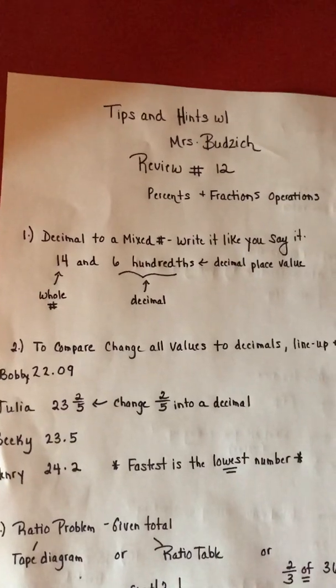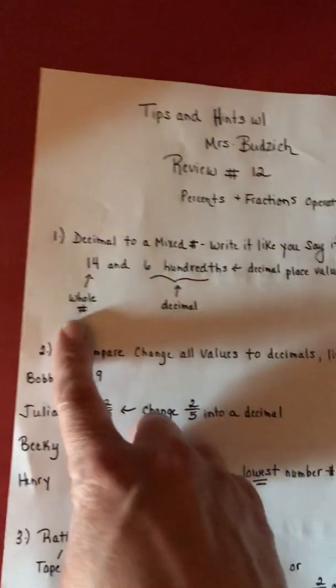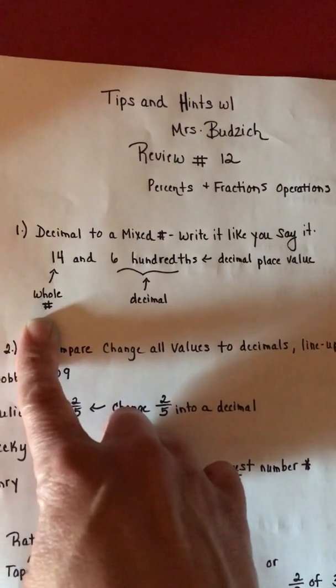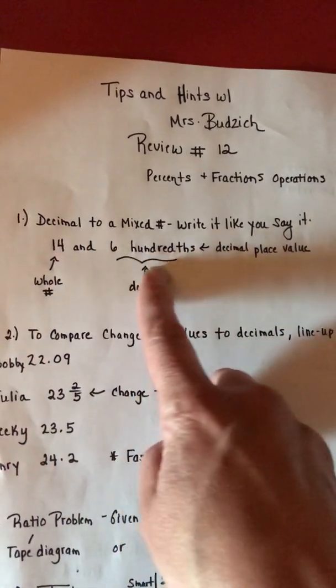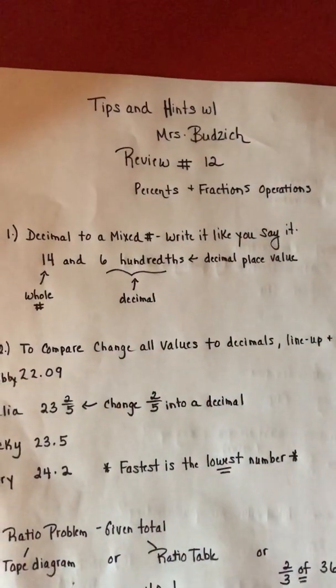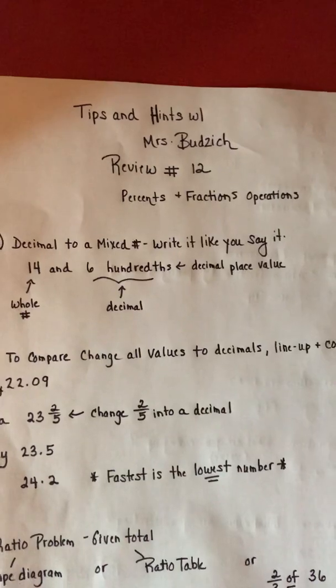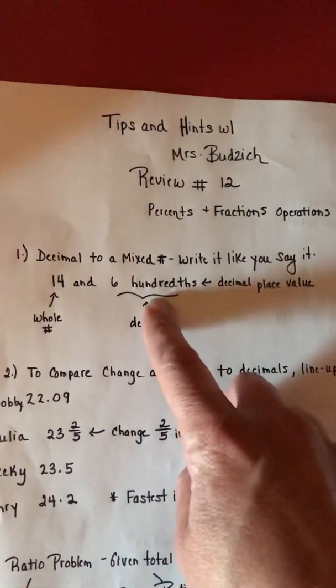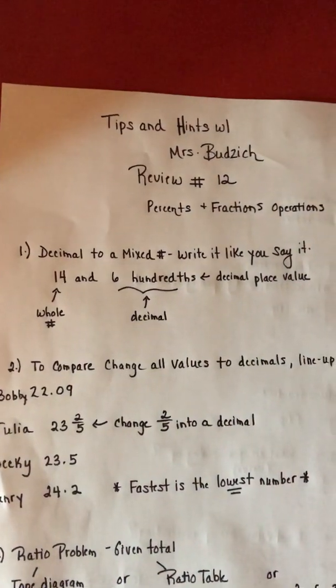Write it like you say it. The 14 is your whole number, so that's going to be the whole number in your mixed number. And then your 600ths was your decimal point. You're going to change that into your fraction. Write it like you say it, 600ths. So how would you write that as a fraction?